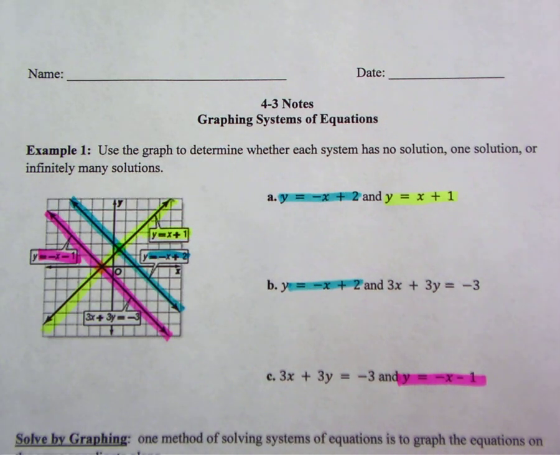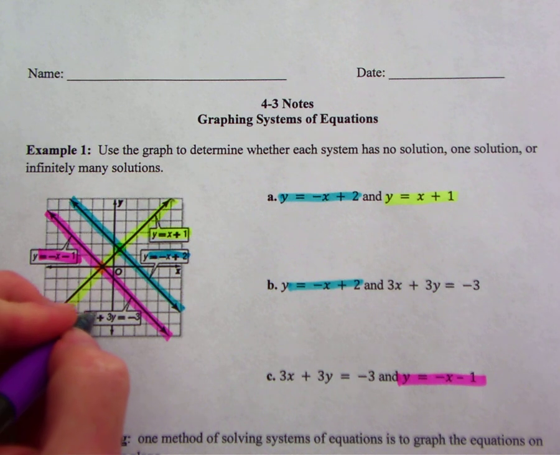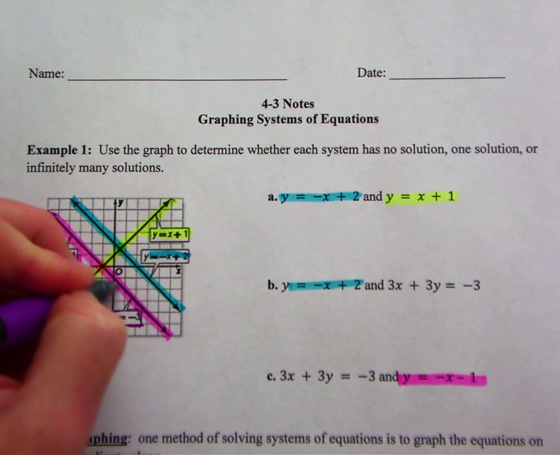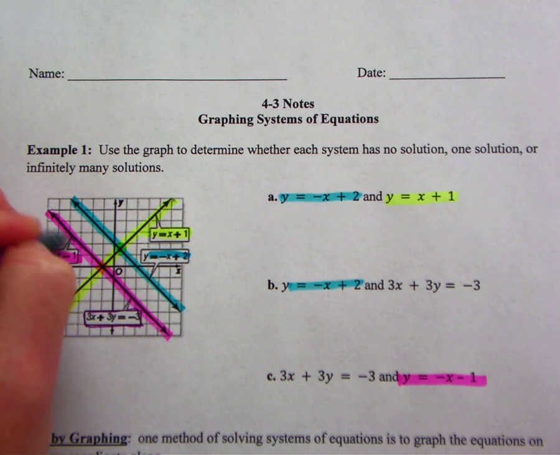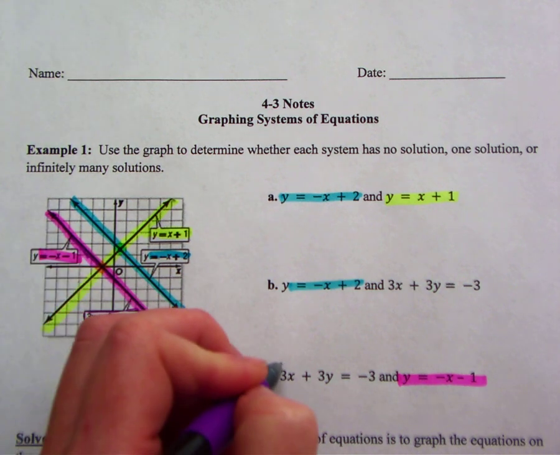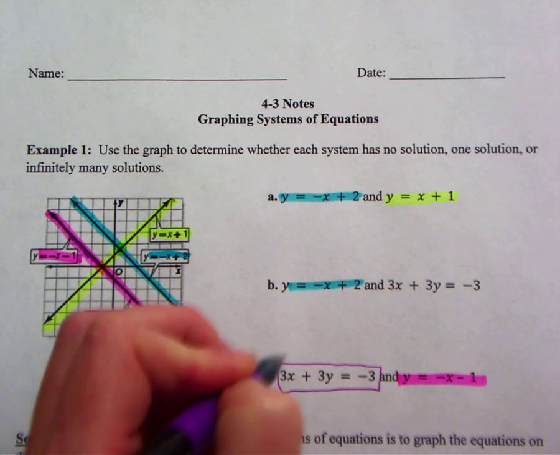And then the last equation is here, 3x plus 3y equals negative 3. And that actually is the same line as the pink one. So I'm going to make that one purple. And over here, I'm going to make those equations purple.